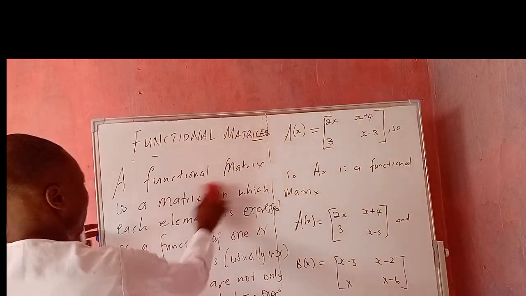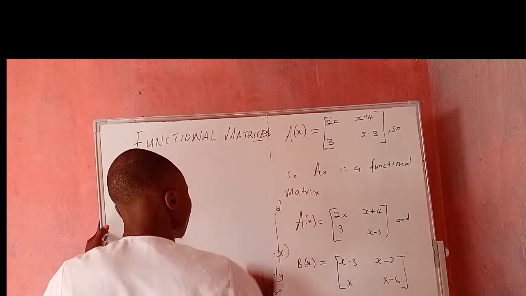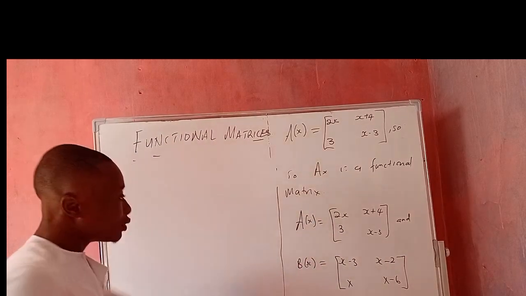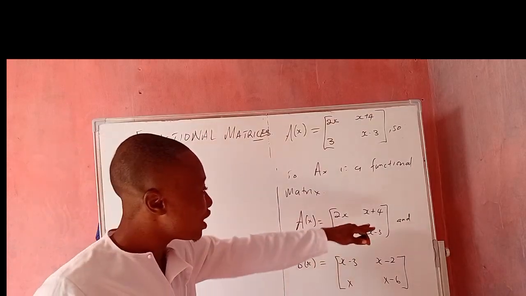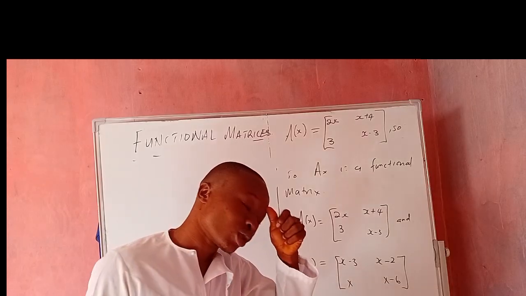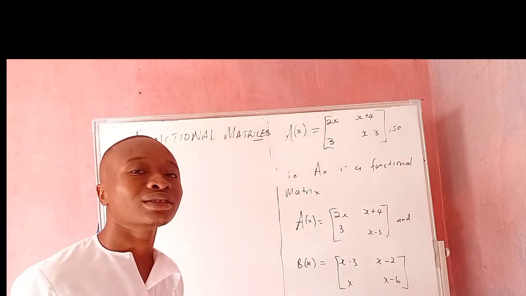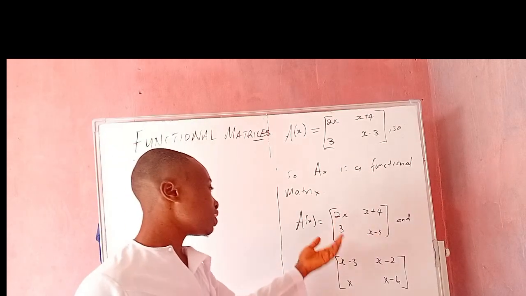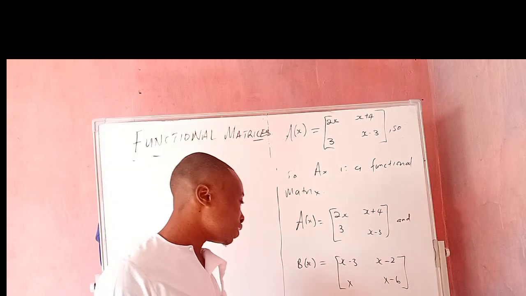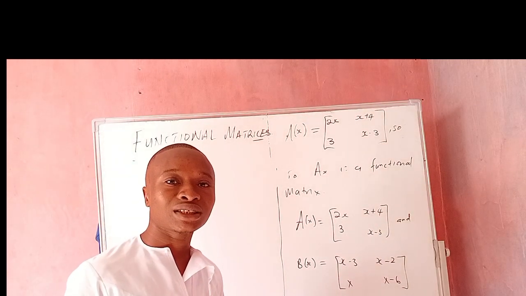So we are given to solve. Now we say this is matrix A(x) and this is matrix B(x). We are asked to find A(x) plus B(x). So you are just going to add the corresponding elements, right? In the first matrix and the second matrix. The operations are the same for addition, subtraction, multiplication, the determinant, etc.